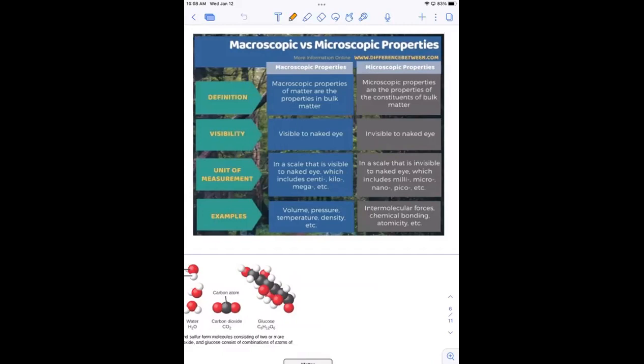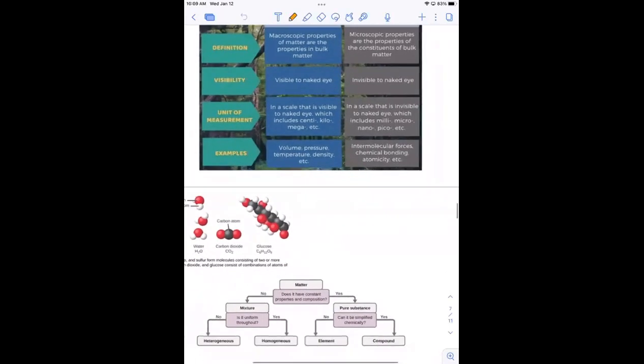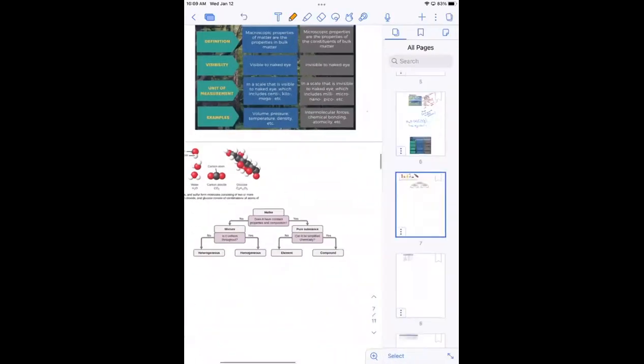All right. So an example of a micro property would be a bond between two atoms, right? A bond between two carbons, or a bond between a carbon and an oxygen. You can't see that with the naked eye, but there are instruments that allow you to see on the atomic level, even though you can't see the actual subatomic particles. All right, so today we're going to move on from that and start talking about classifications of matter.